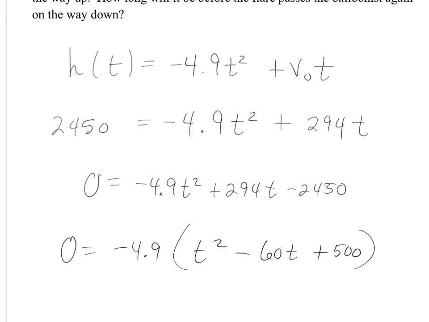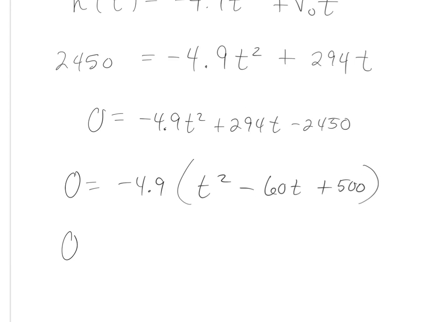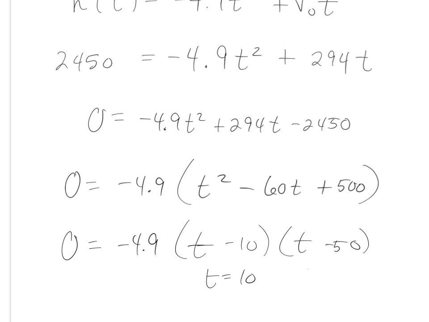Why do I say conveniently? Because those are integer values, and as a result, I can try and factor these now. The negative 4.9 hangs out in front, just like earlier when we had a 6 out in front. Here's what you're going to get, just so you know. So that means that it passes at 50 seconds and at 10 seconds.